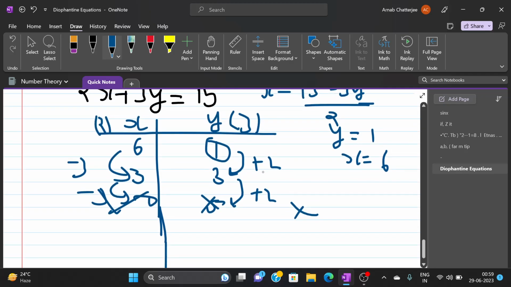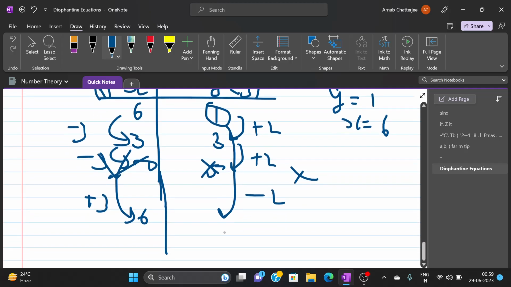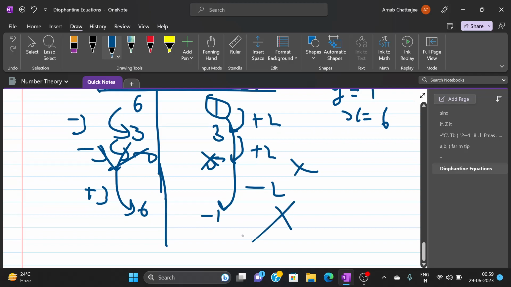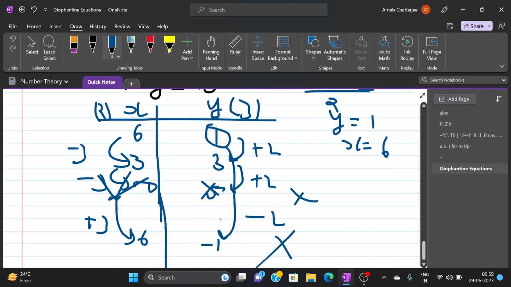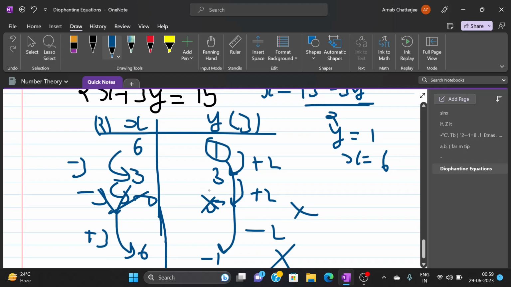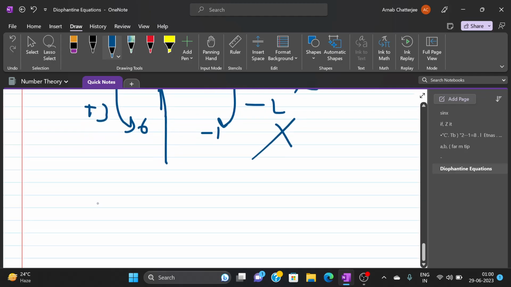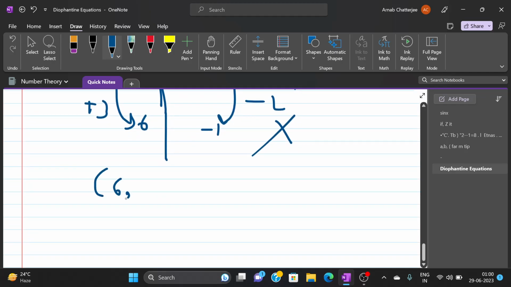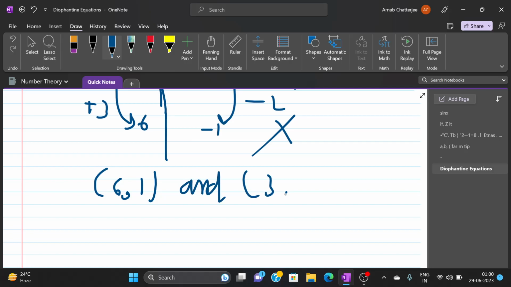So now what we will do is we will try to decrease this with 2 and increase this with 3. So in the next step we add a 3 here, so this becomes a 6, and we subtract a 2 from here, resulting in minus 1. But again this solution is neglected because it is not a positive integer, and we stop. So the only pairs of positive integer solutions are 6, 1 and 3, 3.